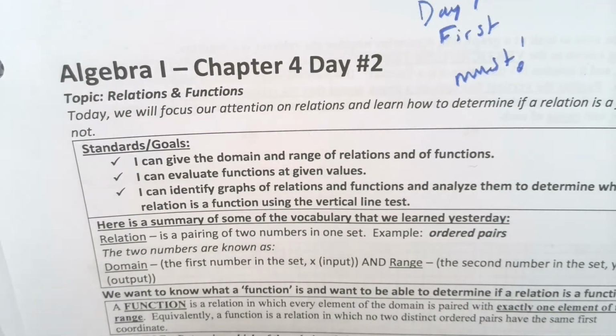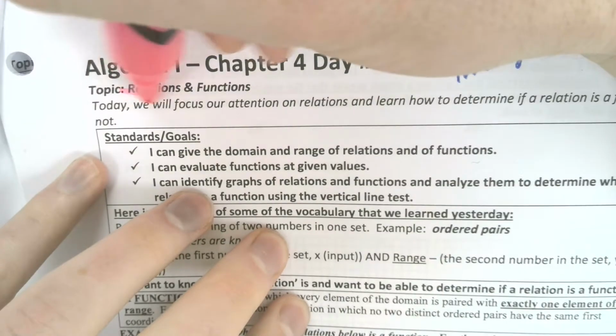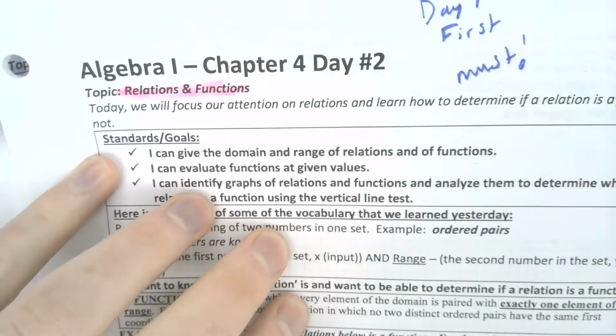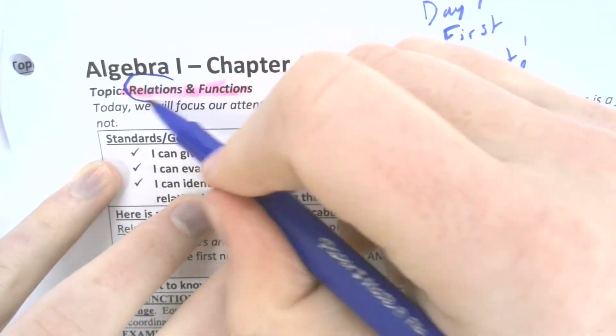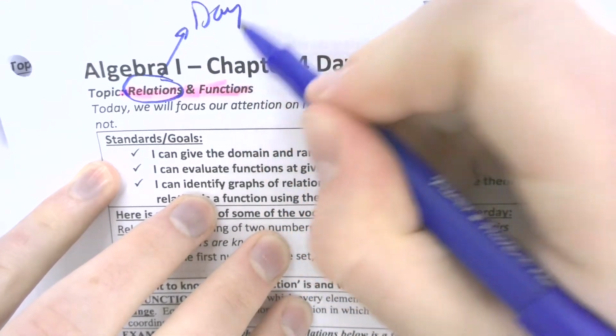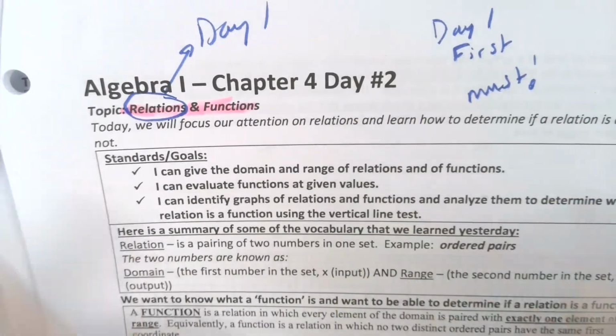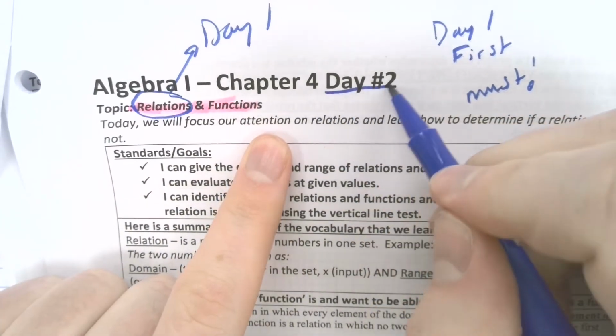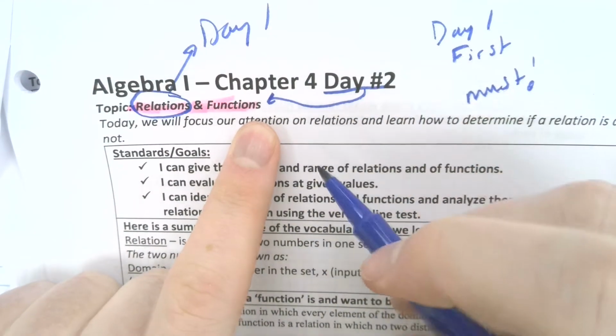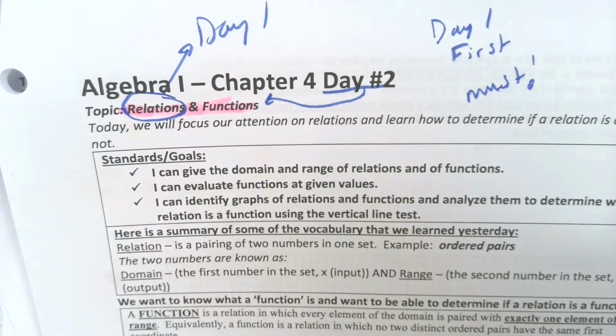But today, we're going to be talking about relations and functions. Now, we talked about relations. We talked about that on day one. So if you're confused, maybe we'll look back at day one, which we'll discuss the vocab here in a second. But as far as day two is concerned, we're really going to get into what's called functions.